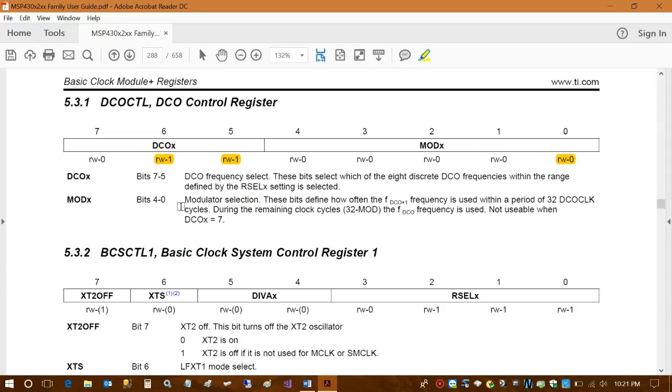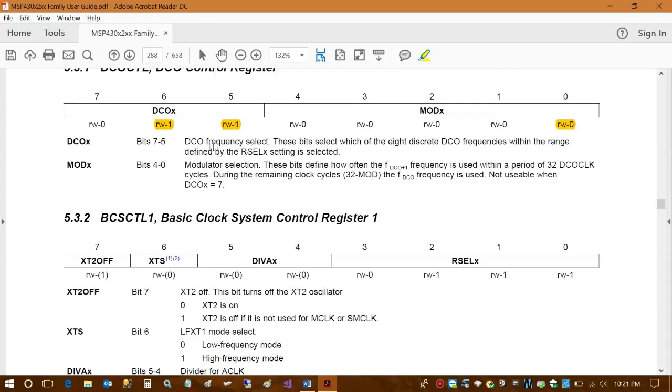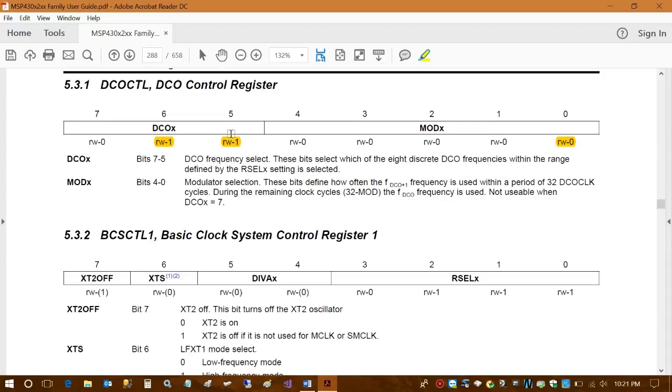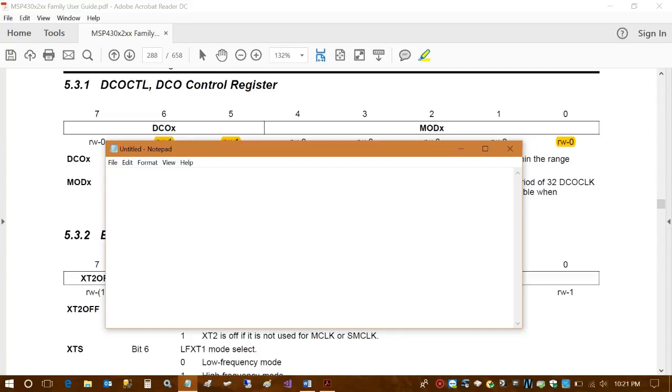This was discussed in the last class. You could refer to my previous video. So the DCO value is taken as 3, that is 0, 1, 1, and the mod is taken as 0. So modulation 0 and DCO equal to 3 is the default function. You can write any value over here. I will show you. There's one thing you need to know.